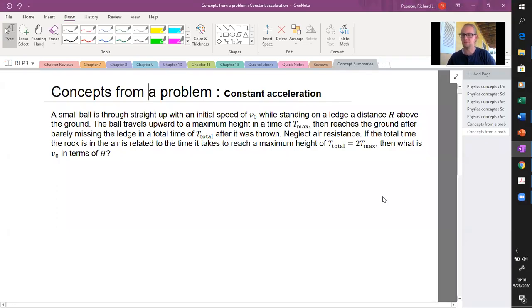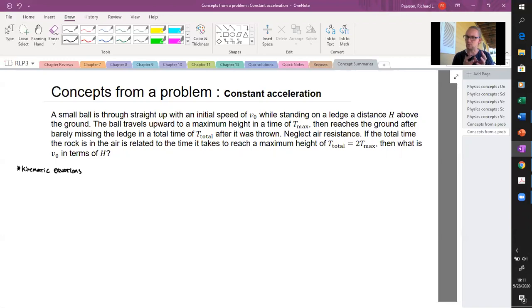All right, welcome. For these concepts, we're going to use a problem that describes constant acceleration. And with that constant acceleration comes some terms that we refer to as kinematic equations. So let me write those out first. Kinematic equations.